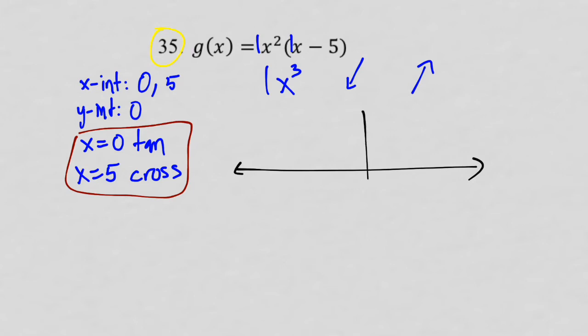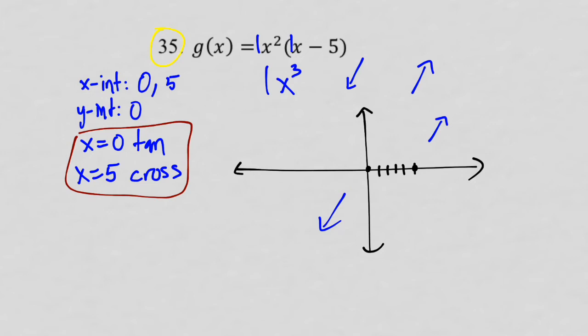Here's my x-axis, here's my y-axis. At x equals 0, there's a 0 there, and there's another one at 5. 2, 3, 4, 5, right here. Those are the two zeros that we have, the two x-intercepts that we have. The end behavior is down on the left, up on the right, like that.